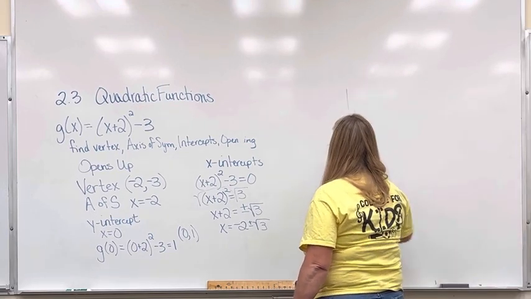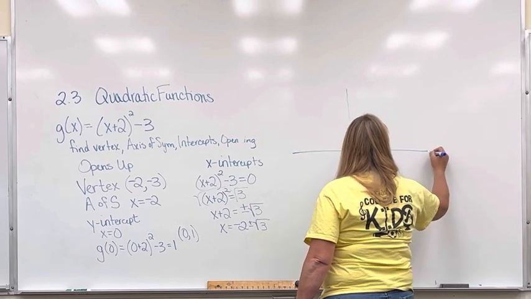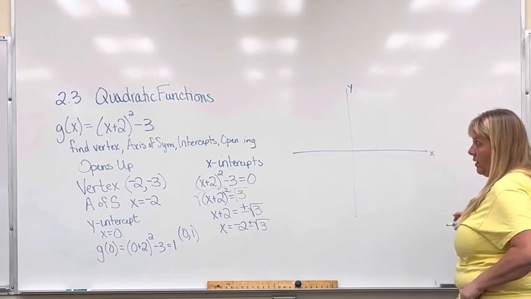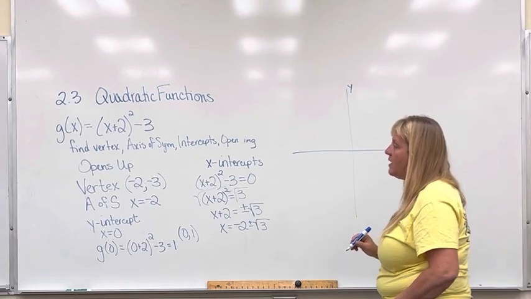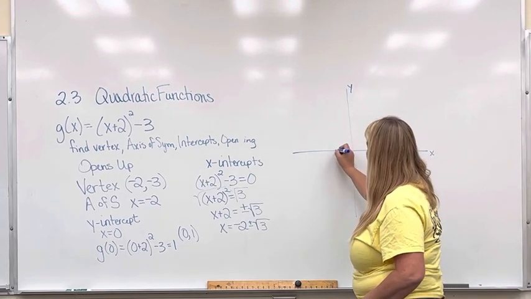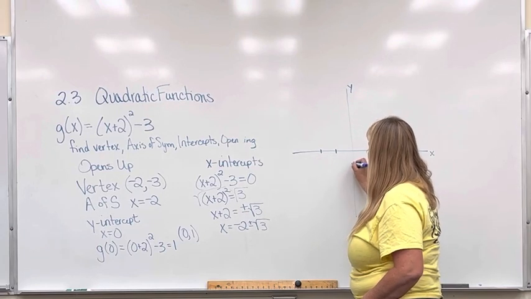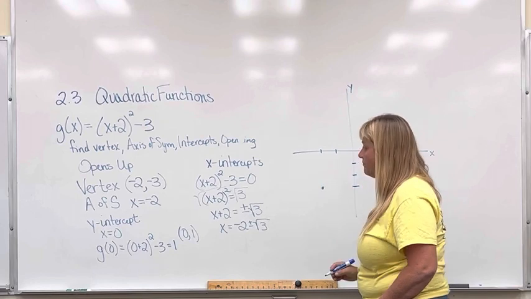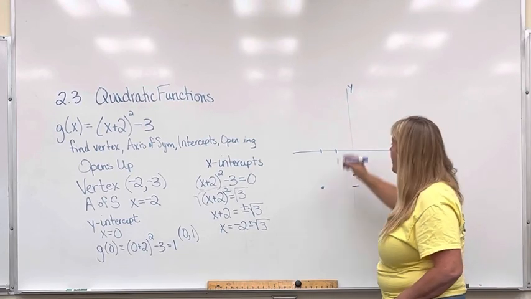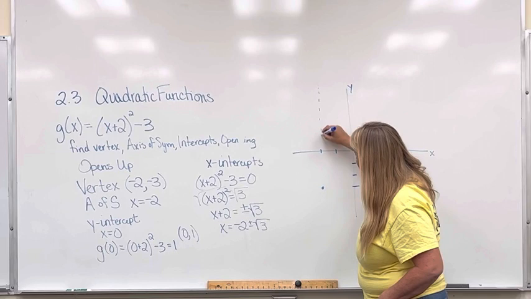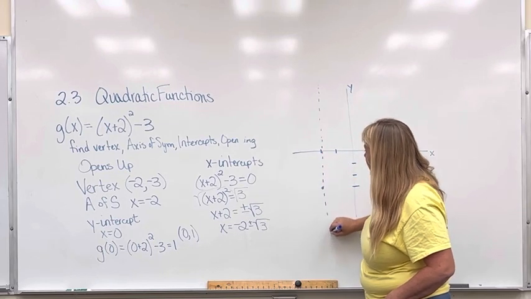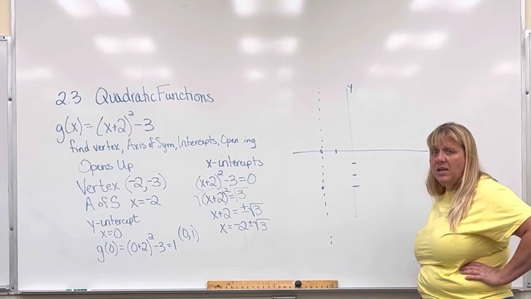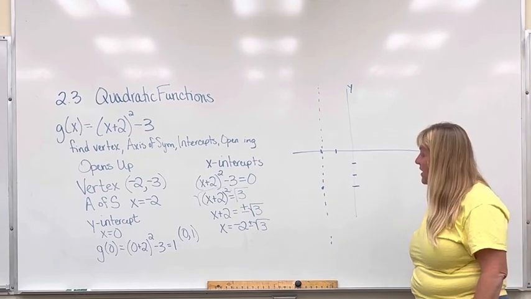Okay, so nice big graph here. We know that it opens up, so we know we've got that going on. We've got a vertex at -2, -3. So we're going to go over 2 and down 3. So we'll stay right about there. And we know that we have an axis of symmetry that runs right through that vertex. Okay, so there's our axis of symmetry. And like I said, that's going to become helpful in a moment.